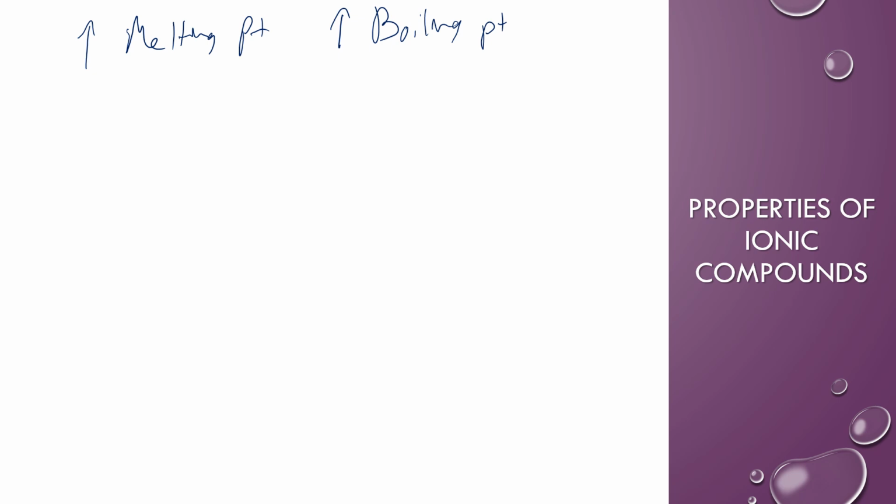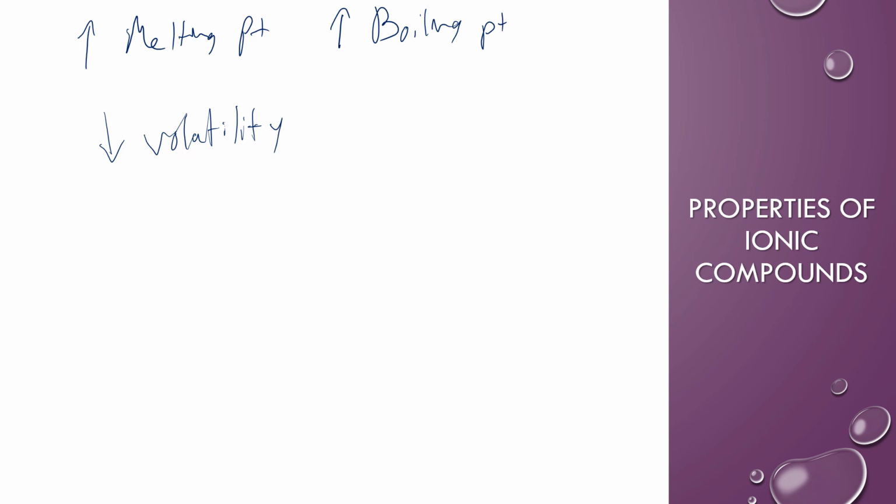They're also going to have relatively low volatility. Remember, volatility, I can spell. Volatility is how much it is able to evaporate at a given temperature. So you're not going to see very much evaporation at a particular temperature for ionic compounds unless you're past the melting point and boiling point.